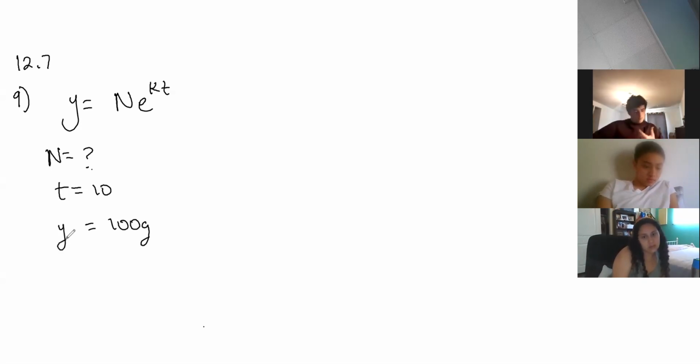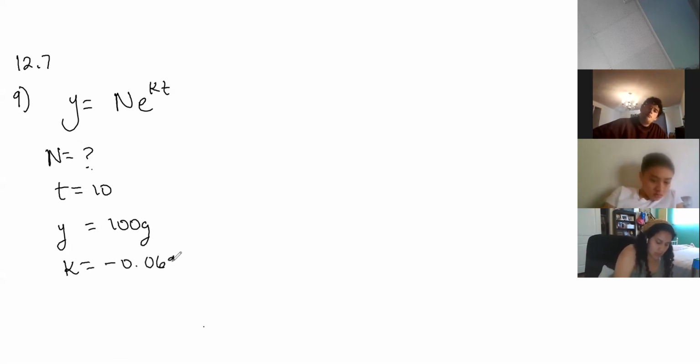Okay, so I'm gonna read it again. The number of Y grams present T years later is given by this equation. In 10 years, so T is 10, the sample element has decayed to 100 grams. Where does that 100 go? The Y or the N or the K? Y. We're looking for how much was present initially if after 10 years there's 100 grams left, and the K is given as negative 0.06931. So we're ready to plug in.